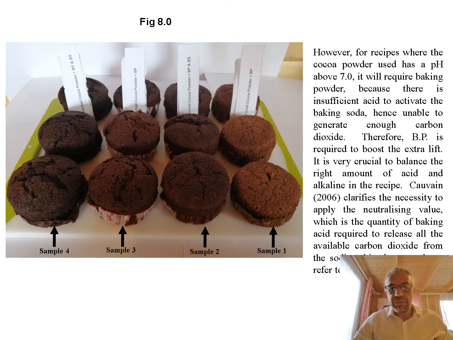However, for recipes where the cacao powder used has a pH above 7, it will require baking powder because there is insufficient acid to activate the baking soda, hence unable to generate enough carbon dioxide. Therefore, BP is required to boost the extra lift. It is very crucial to balance the right amount of acid and alkaline in the recipe.